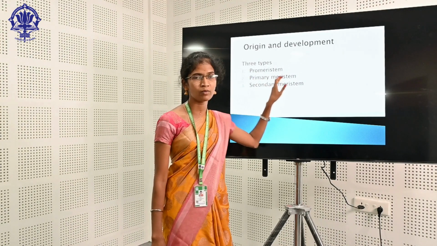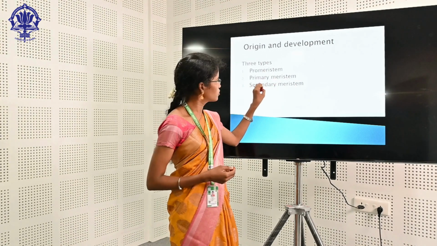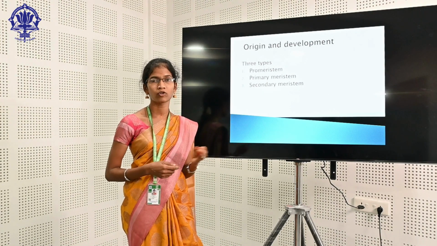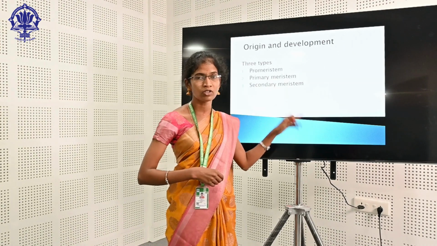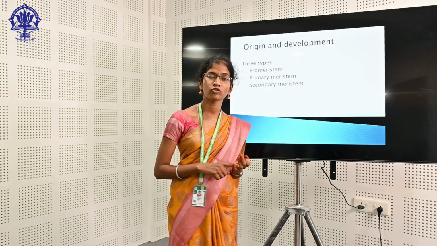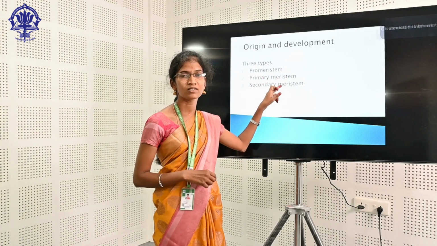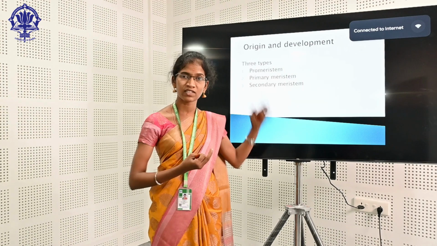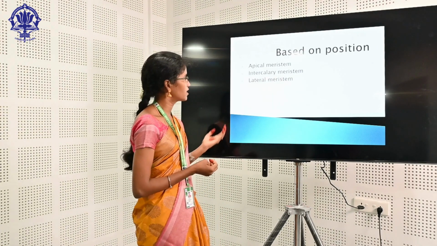Promeristem consists of young cells. Promeristem is followed by primary meristem. Primary meristem is responsible for primary growth, and primary growth is followed by secondary growth of the plant tissue. Primary meristem gives rise to epidermis, cortex and vascular bundle, and secondary meristem is similarly developed in the secondary growth of plant tissue. Next slide.